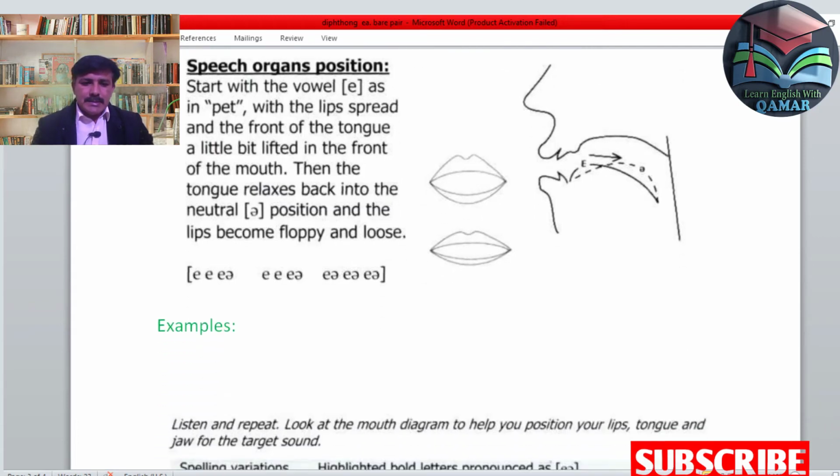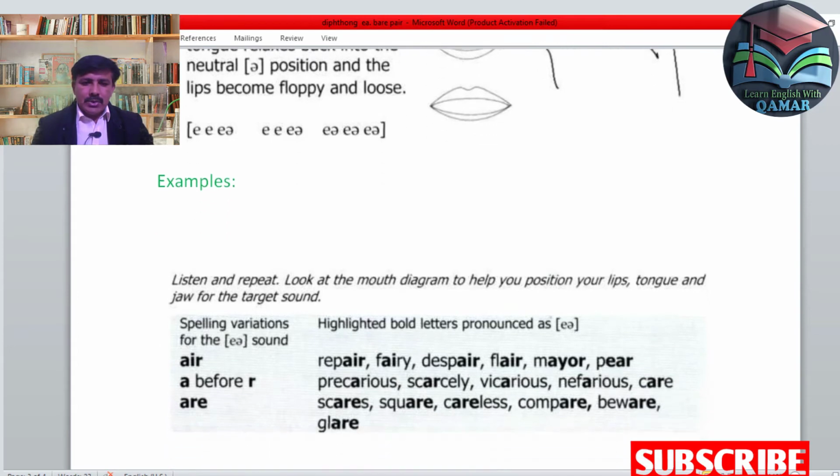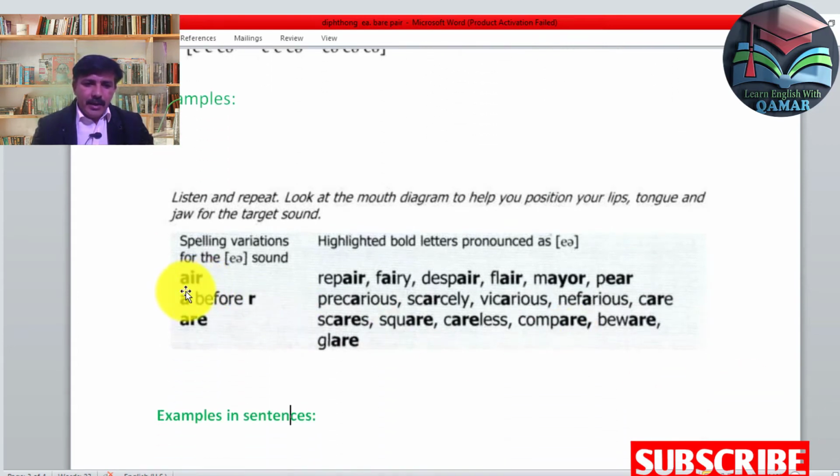Okay, examples in words, you can see and you can revise them. A, I, and R, these three letters are producing the a sound, as in repair, fairy, despair, flare, mare, and pair. A before R: whenever A comes before R, it gives this a sound, like precarious, scarcely, vicarious, nefarious, care. A, R, E, these three letters together are giving the a sound: scarce, square, careless, compare, beware, and glare.